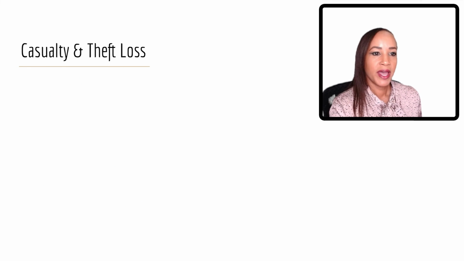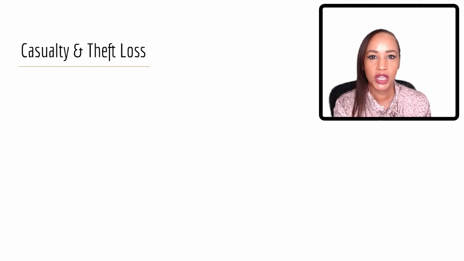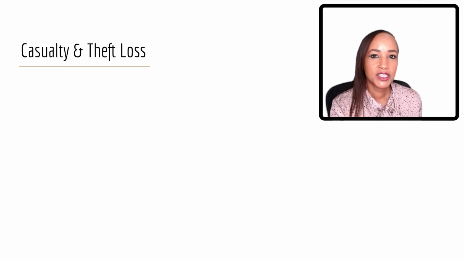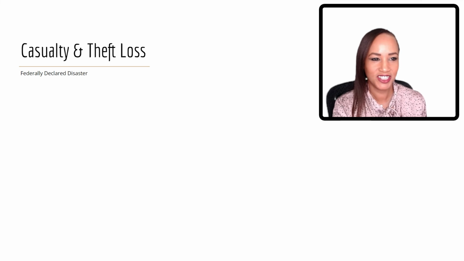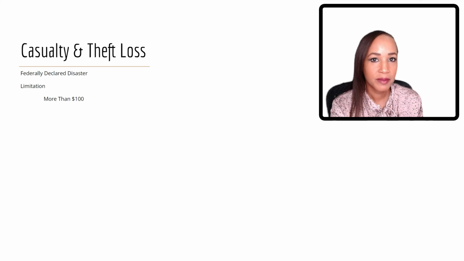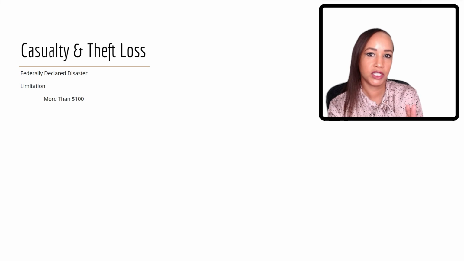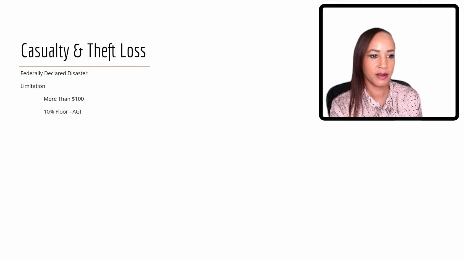So we also have the casualty and theft loss deduction. That is only available generally if there was a federally declared disaster, okay? And there are limitations on the casualty and theft loss deduction. Number one, it has to be more than $100, okay? So we start there. And number two, there is a 10% floor of your adjusted gross income. So I'll give you an example.